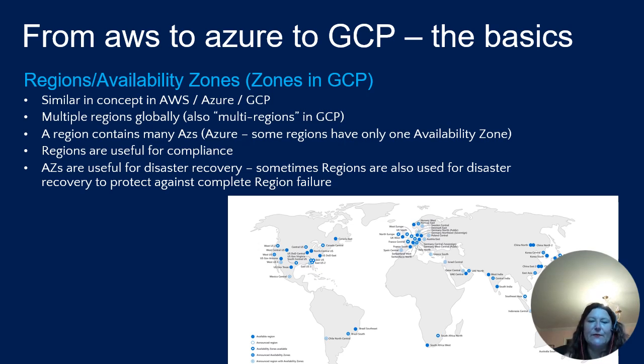They're also useful for disaster recovery. If you had some of your architecture in US East 1 and some in US East 2, then if US East 1 goes down, the whole region goes down for some reason, you could use the architecture in US East 2 and still have complete availability.